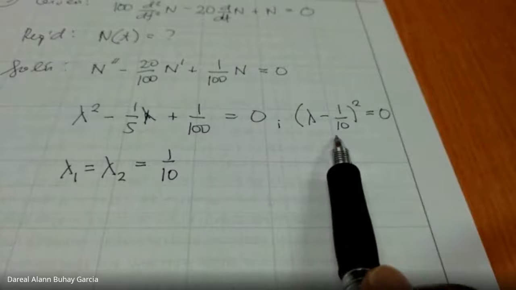Actually, this becomes lambda minus 1/10 squared, the factored form. So, repeating roots. So, the final answer would be C1 e to the power of lambda x plus C2 times x e to the power of lambda x.